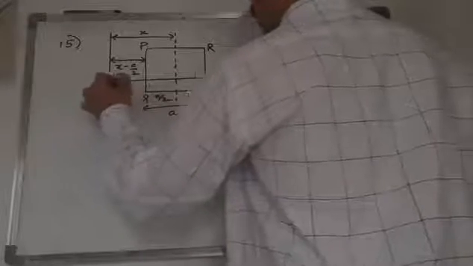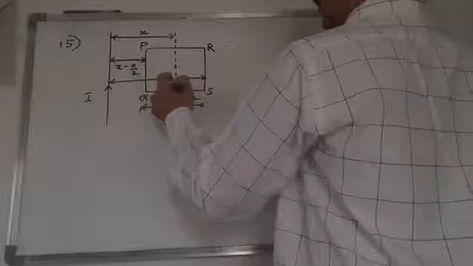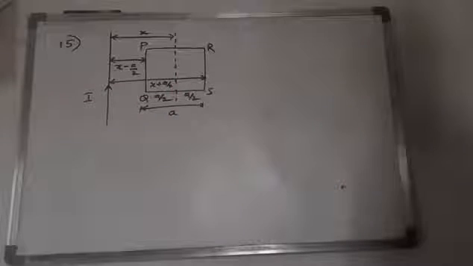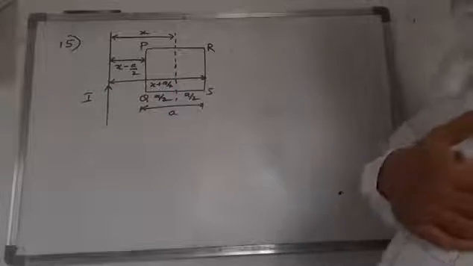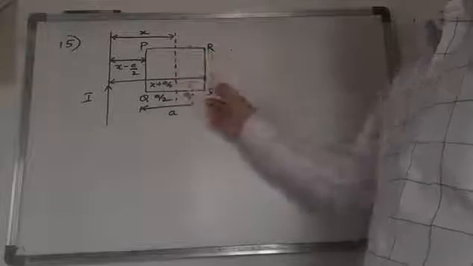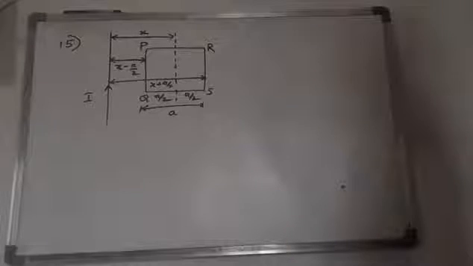Similarly, I want the distance between this RS and the current carrying conductor. Whenever I calculate the distance, I will get x plus a by 2. Okay, from here to here is x and from here to here is a by 2. So x plus a by 2 is the distance between the current carrying conductor and that square side RS. Okay.